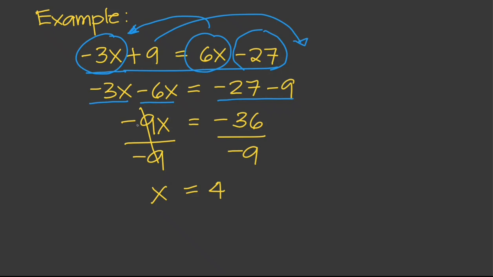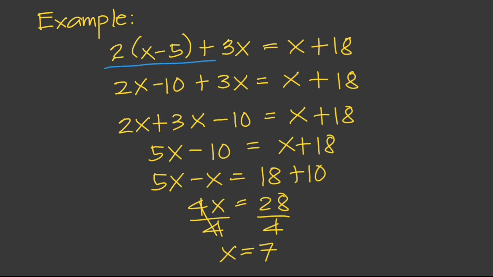Negative 3x minus 6x, that would be negative 9x. And negative 27 minus 9, that would be negative 36. To solve for x, we just have to divide both sides by the coefficient of x, which is negative 9. Then we get x equals 4.